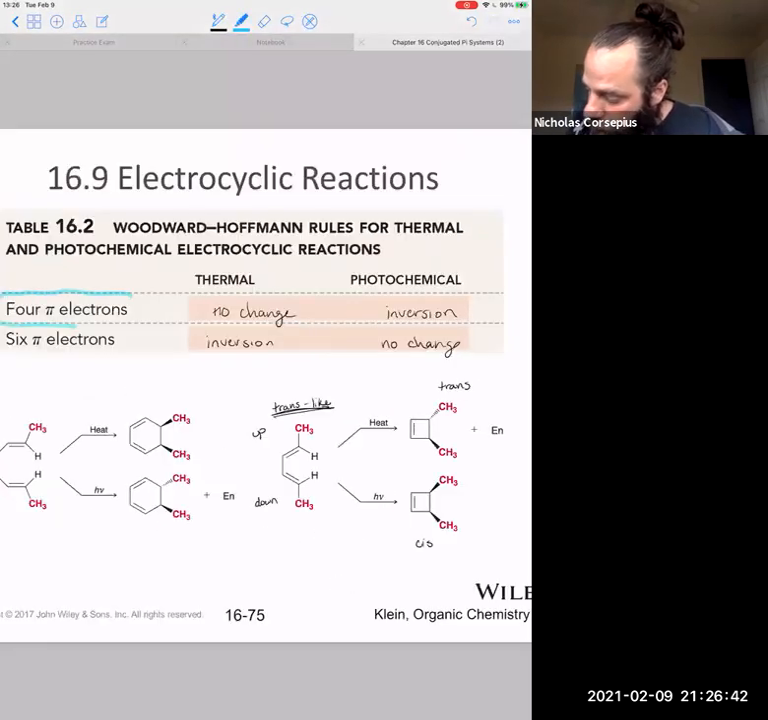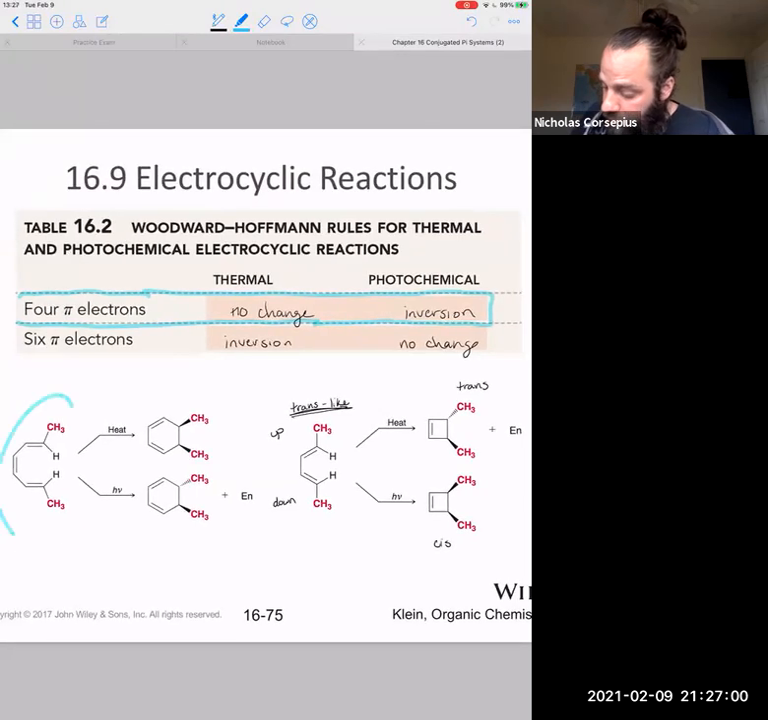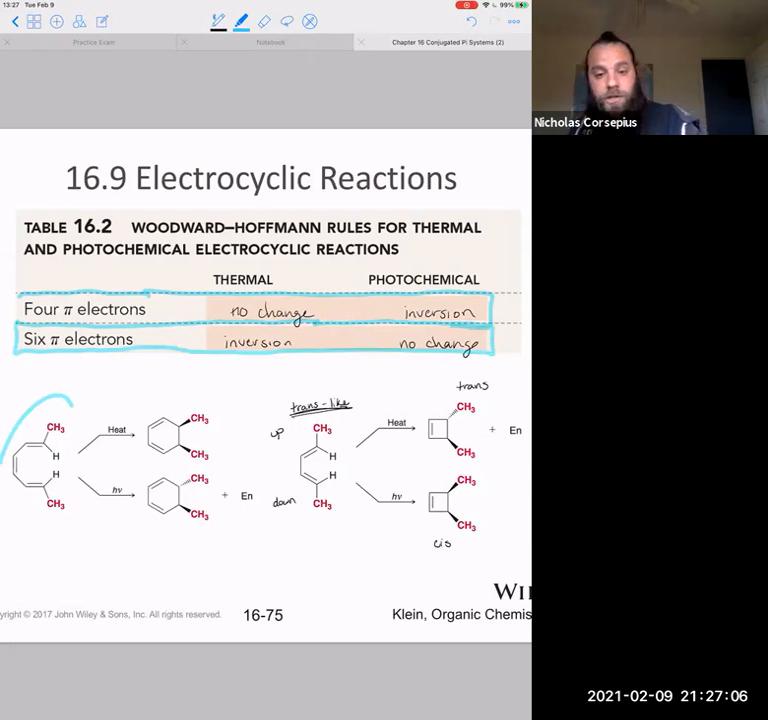If you have 4 electrons, under heat, there will be no change, meaning if you start with trans-like, you'll get the trans product. But in the presence of light, the photochemical reaction, there will be an inversion, meaning cis will go to trans or trans will go to cis. Notice that it's different if we started out with the 6 electron version of these reactions. In the presence of heat, there's an inversion, and in the presence of light, there's no inversion.